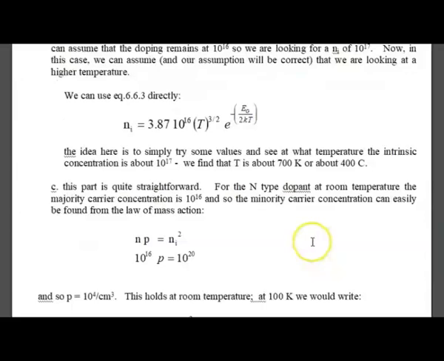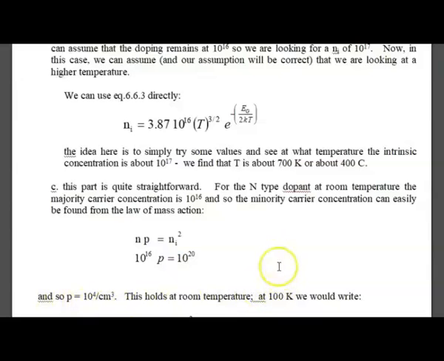Part C is quite straightforward. Part C says, what is the minority carrier concentration at room temperature? Let's do it at room temperature. We know that the number of electrons, 10 to the 16th, is the number that are implanted into the lattice. So we're looking for P. N sub I is 10 to the 10th at room temperature, so N sub I squared is 10 to the 20th, and we find P is equal to 10 to the 4th. And this holds at room temperature.